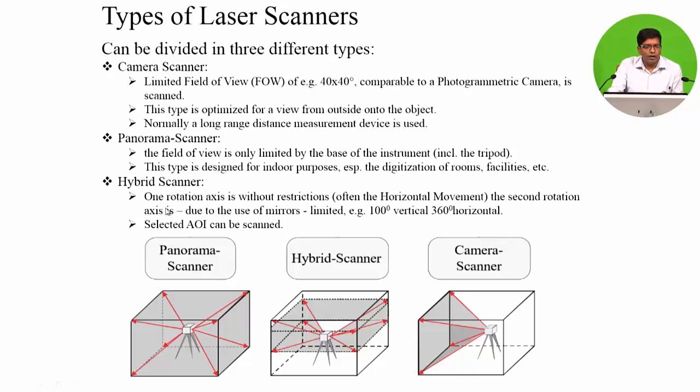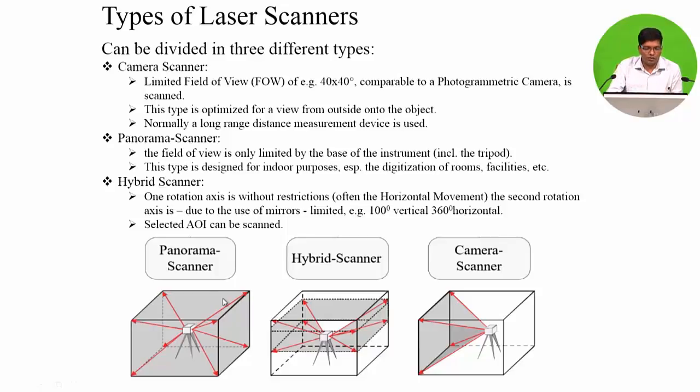So in this one we have one rotation axis without any restriction, in which the laser scanner will be rotating in the horizontal direction, whereas the vertical rotation will be controlled by a rotating mirror. And here we can have our own desired field of view, that in case of the vertical we can have a vertical view of 100 degrees, and the horizontal can be the entire 360 degrees. And also the user can give a selected area of interest in which he wants to do the scanning.